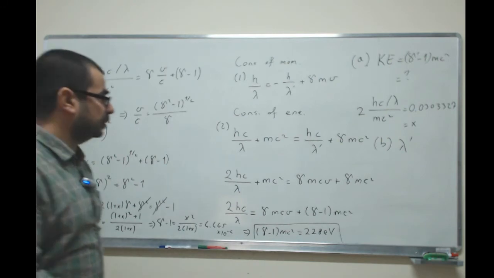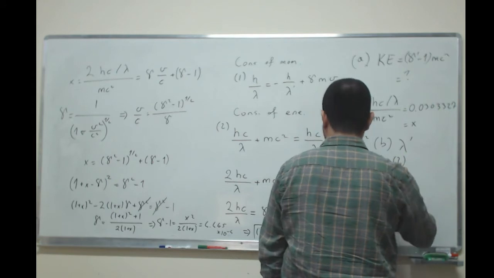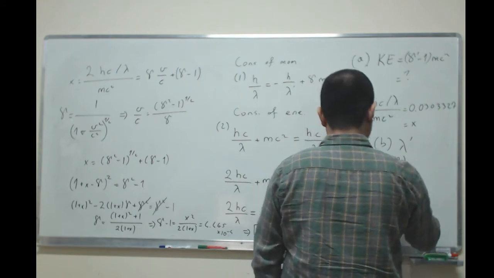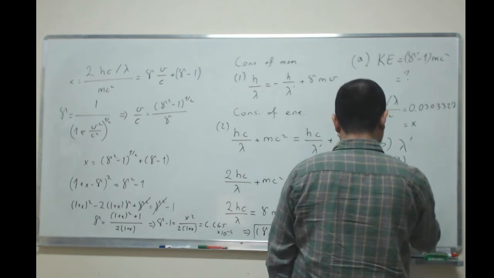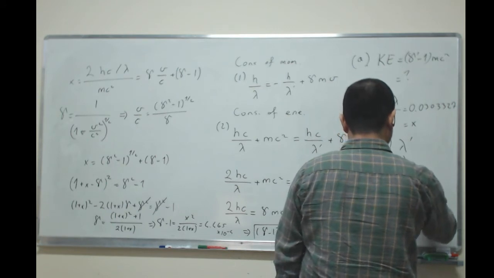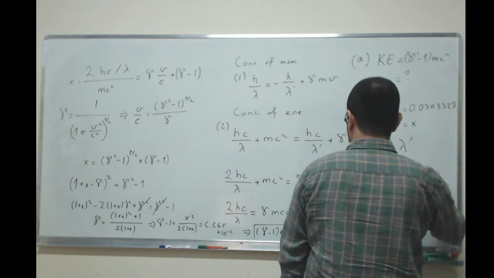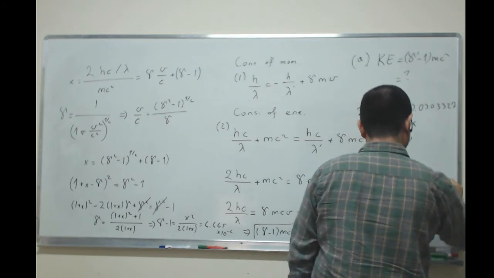So from equation 2, I get hc over lambda, 1240 by 0.160, is 1240 by lambda prime plus something we calculated, 228.